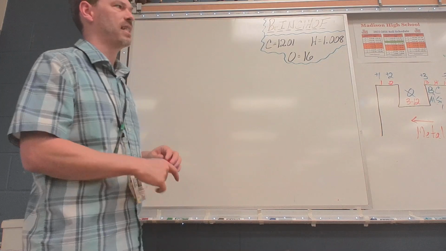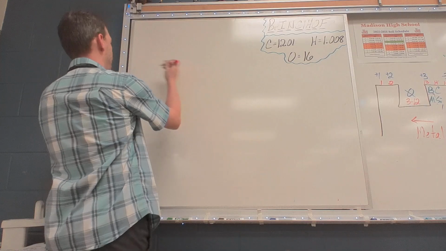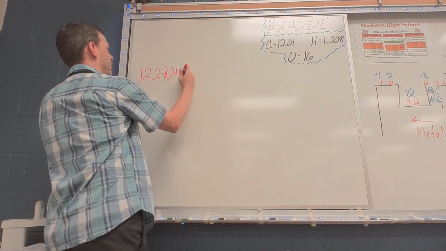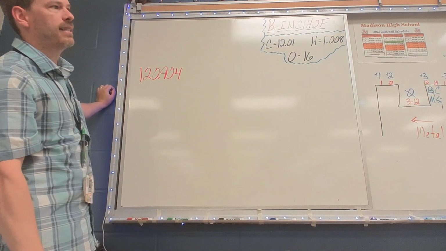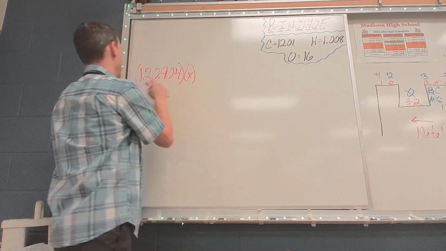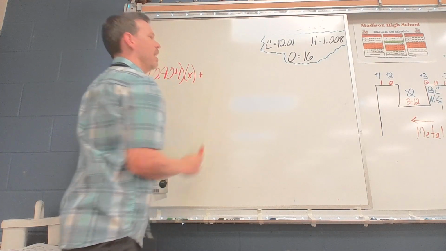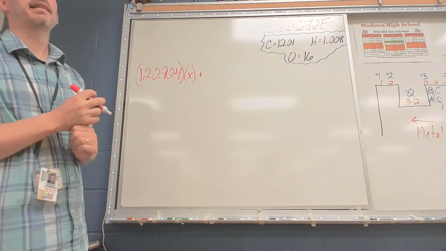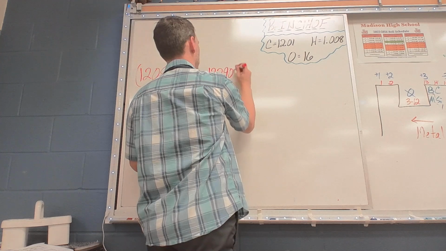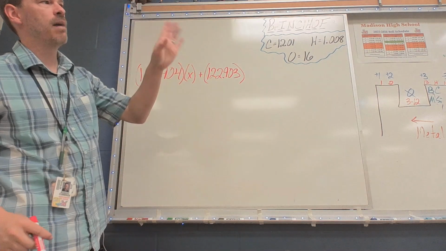So let's use the parentheses value. Here we go. Isotope 1 is 120.904 times X, following the green, plus isotope 2, listed at 122.903, times 1 minus X.